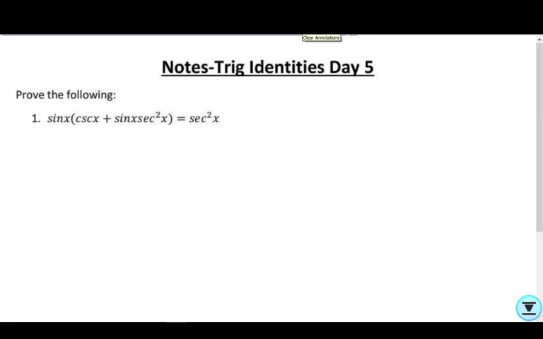Step one is to work with the more complicated side. Step two is to do any kind of algebra, any kind of foiling or factoring that's kind of obvious to us. When we look at this, the first thing that jumps out at us is that we have sine and we have these parentheses with the trig functions in it. So there's some easy algebra that we can do. The first step on this one would be to distribute in sine. So we end up with sine x cosecant x plus sine times sine is sine squared x secant squared x. So that's the first step, foiled it in.